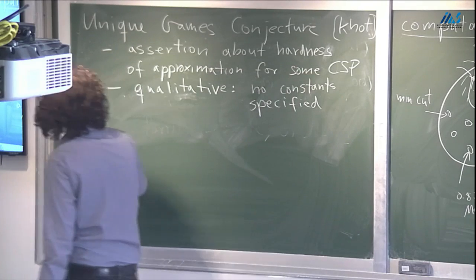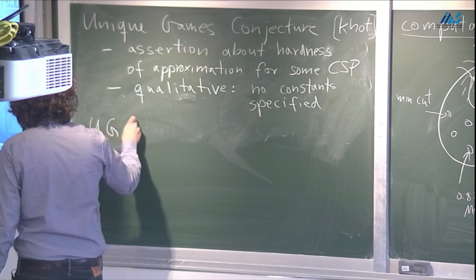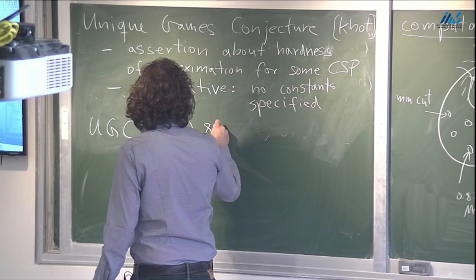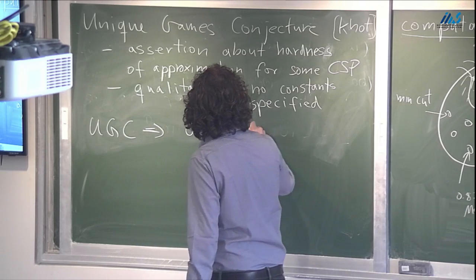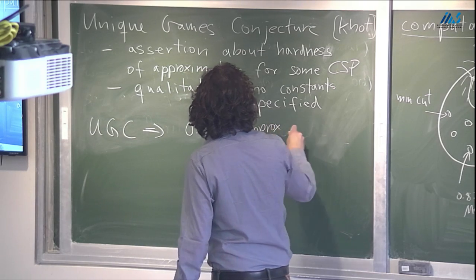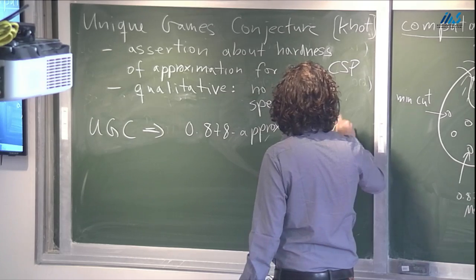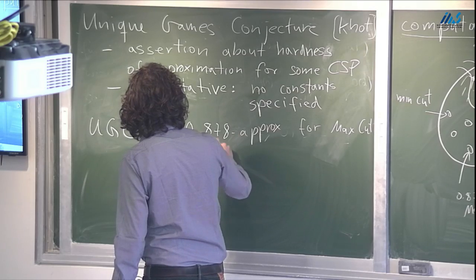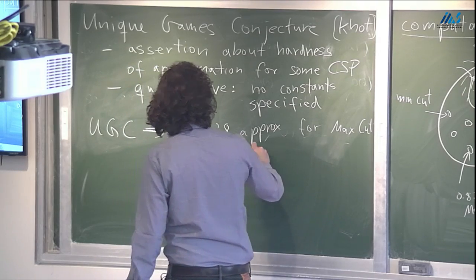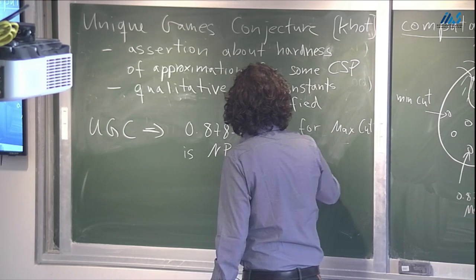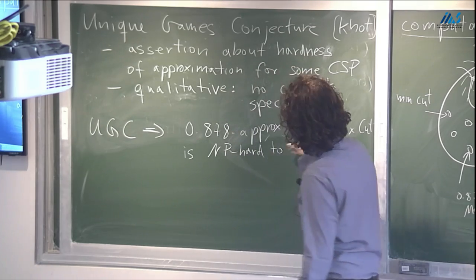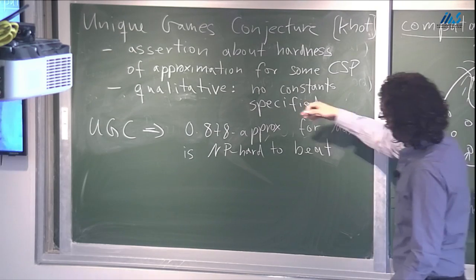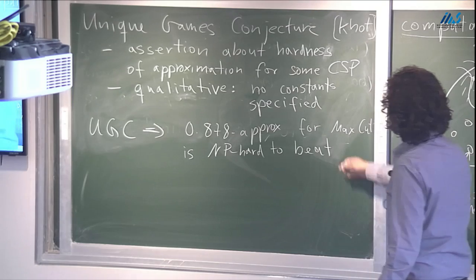The surprising thing is that if this assertion is true, it implies that this 0.878 approximation for MaxCut is NP-hard to beat. In the sense that getting a strictly better approximation than the approximation that you get from degree 2 sum of squares is NP-hard to achieve.